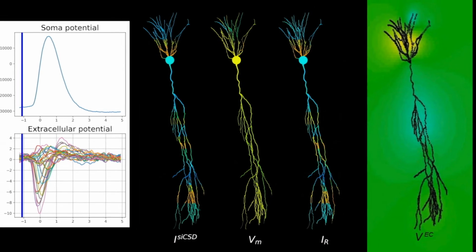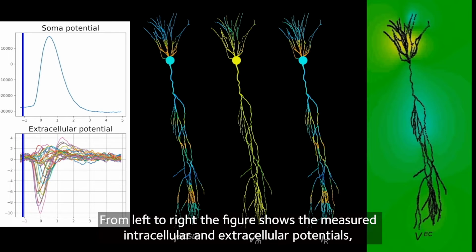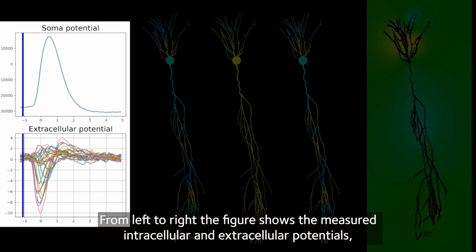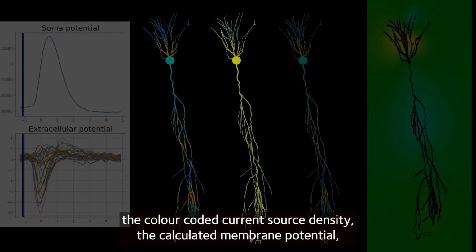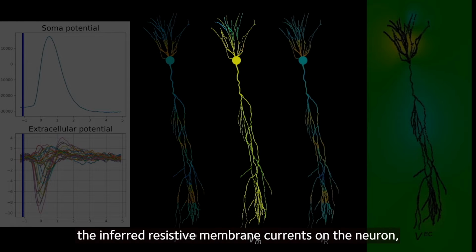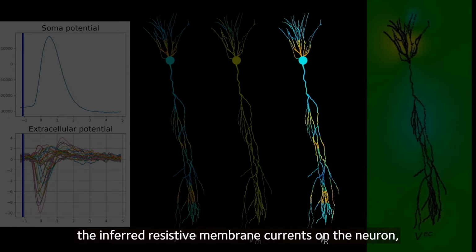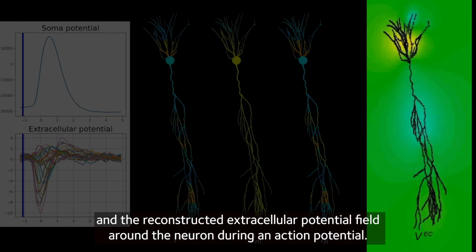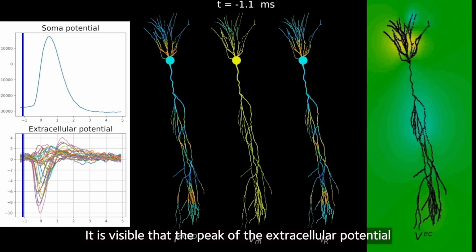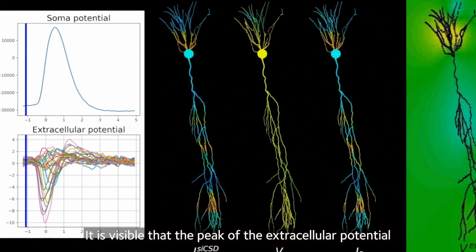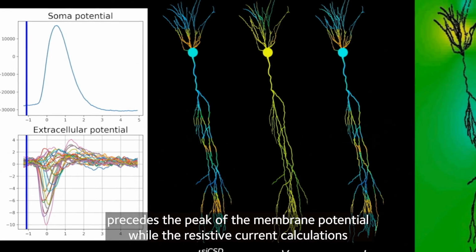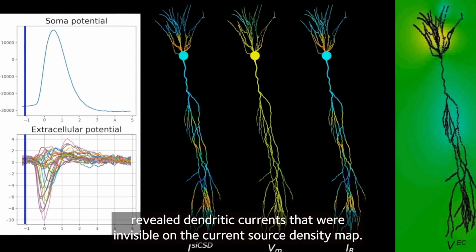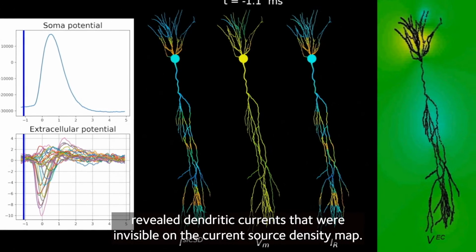recordings. From left to right, the figure shows the measured intracellular and extracellular potentials, the color-coded current source density, the calculated membrane potential, the inferred resistive membrane currents on the neuron, and the reconstructed extracellular potential field around the neuron during an action potential. It is visible that the peak of the extracellular potential precedes the peak of the membrane potential, while the resistive current calculations revealed dendritic currents that were invisible on the current source density map.